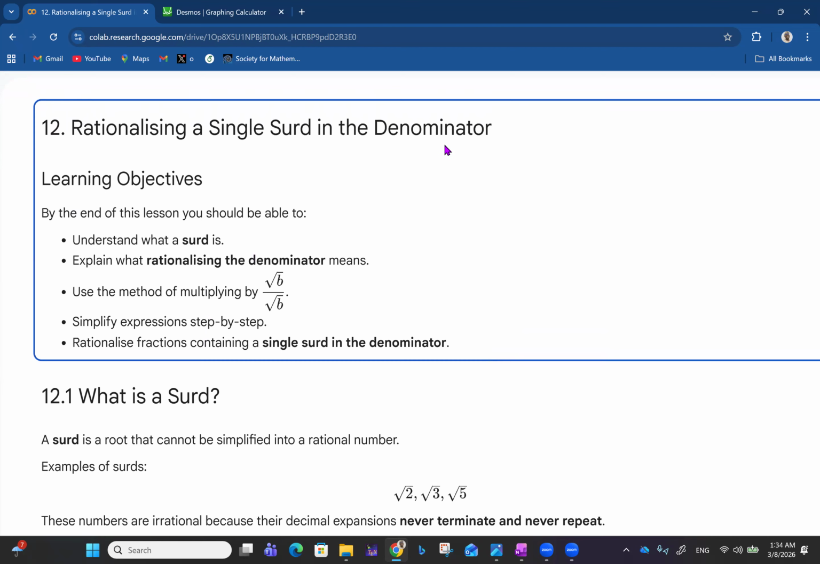So, rationalizing a single surd in the denominator: you want to understand what a surd is, explain what rationalizing the denominator means, and use the method of multiplying by root b over root b, because it is a single surd in the denominator we are considering here. Then simplify expressions step by step and rationalize fractions containing a single surd in the denominator.